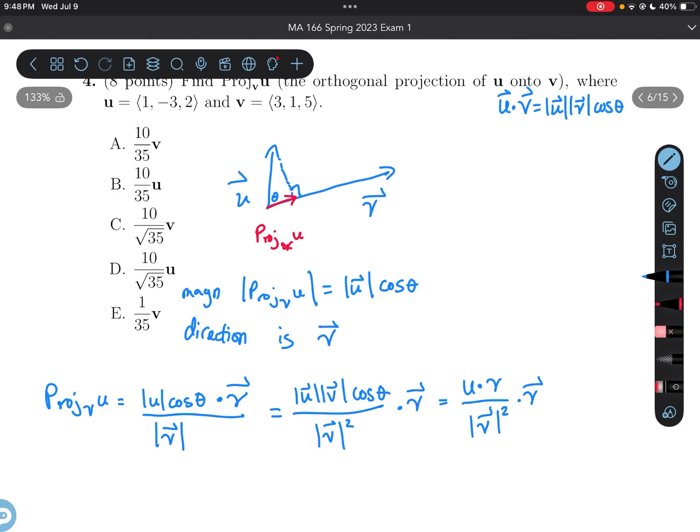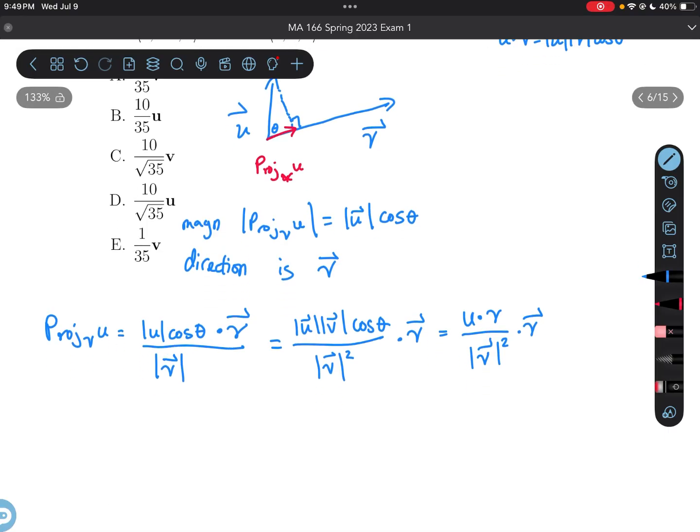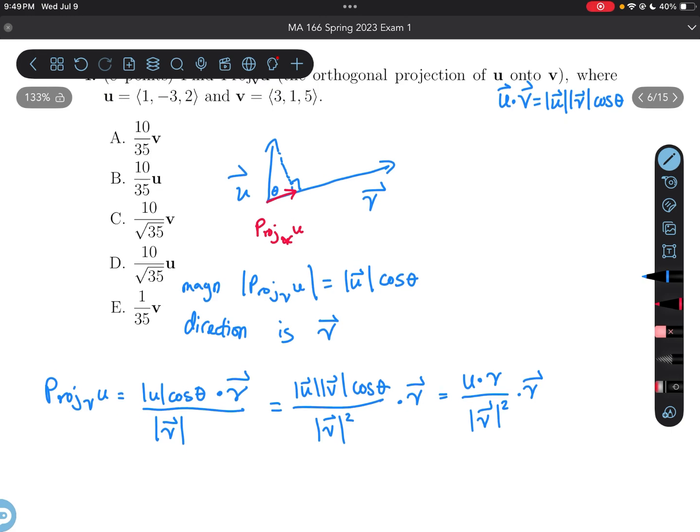So first, we need to find u dot v, and I mentioned one formula up here. The other formula is way simpler, and it involves multiplying the corresponding coordinates, so like the first coordinate, the second coordinate, the third coordinate, and then adding up each product. Okay, so for u dot v, I'd multiply the x coordinates together first, so 1 times 3, plus negative 3 times 1, so I multiply the y, and then I multiply the z. So the z coordinate is 2 times 5.